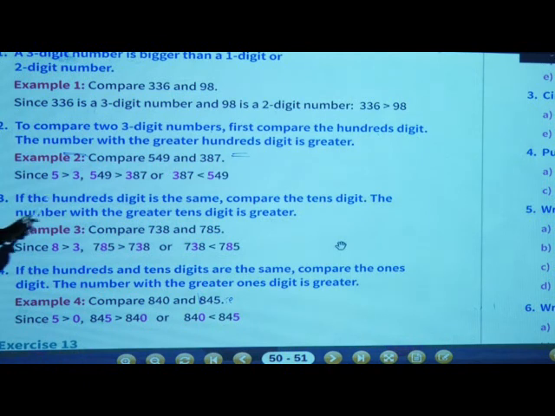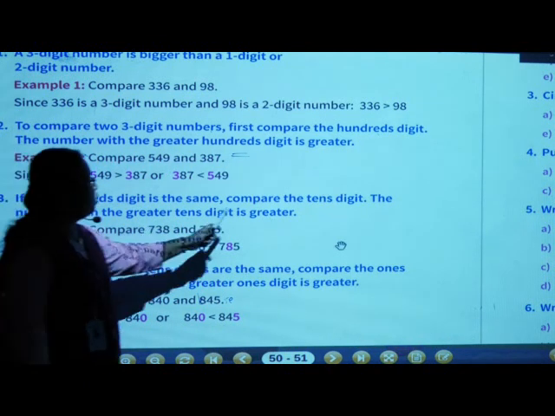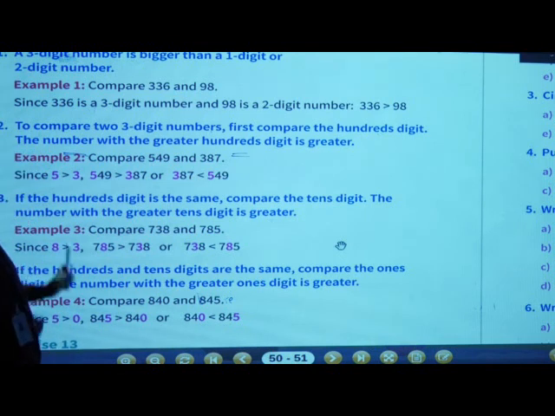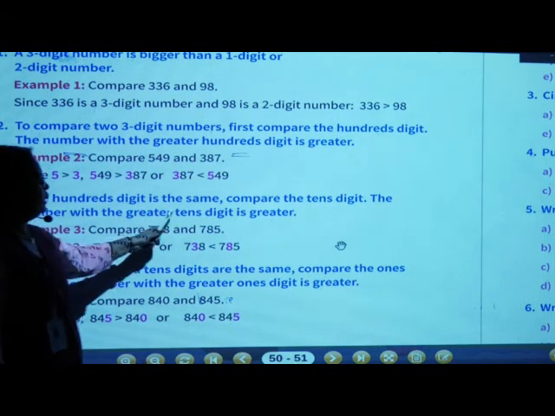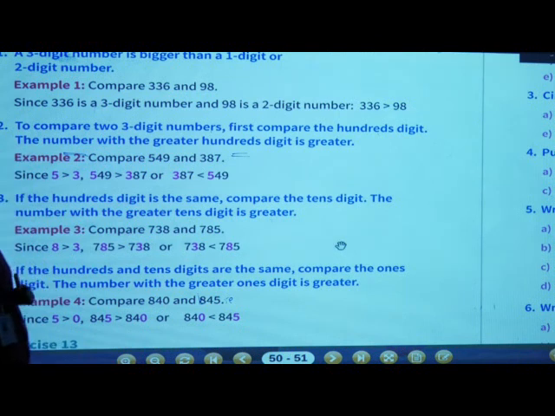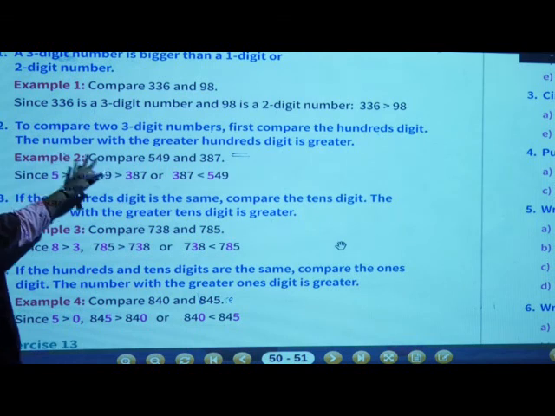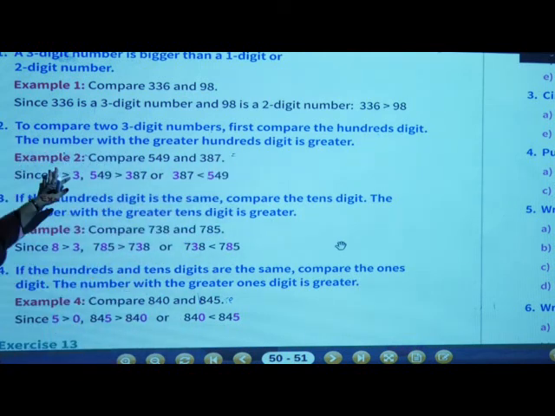If the hundreds digit is the same, compare the tens digit; the number with the greater tens digit is greater. Now, what we just saw, we looked at the hundreds place. We took the hundreds digit first, and then we did the comparison. So we saw which was the greater. Now what do we want to do here? We want to take the tens digit. Now we want to compare the tens digit.